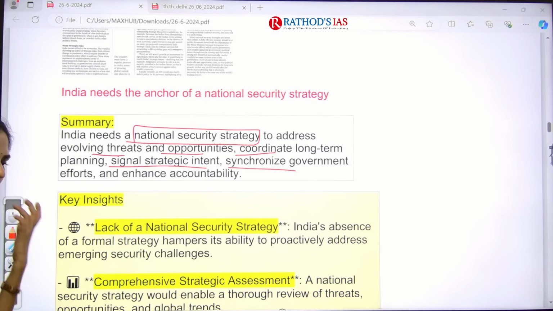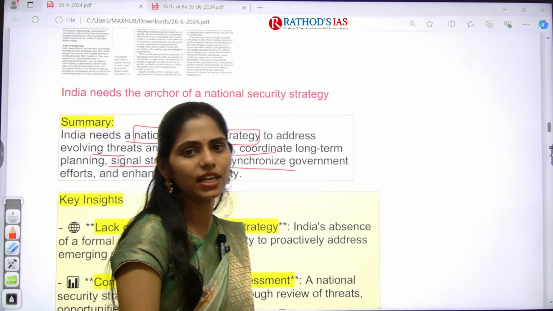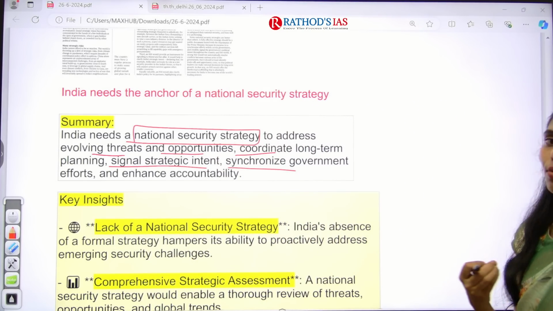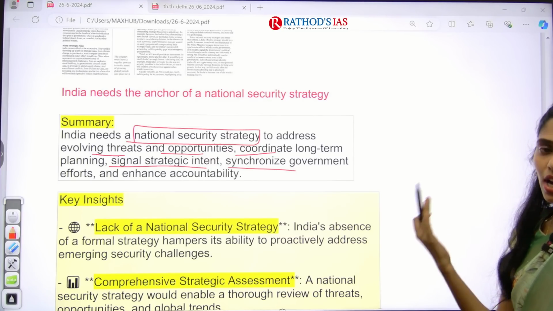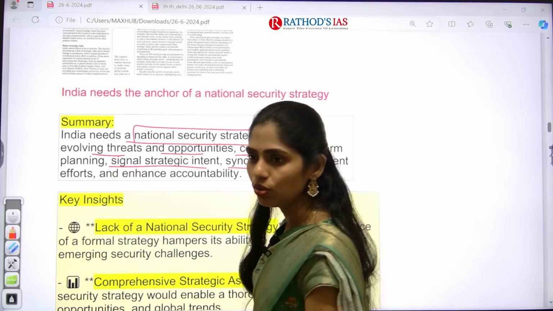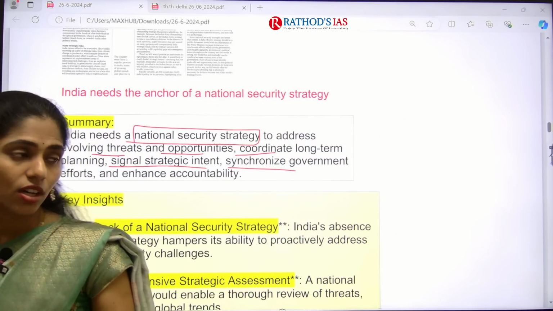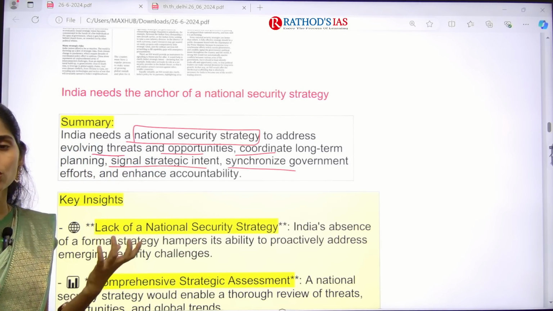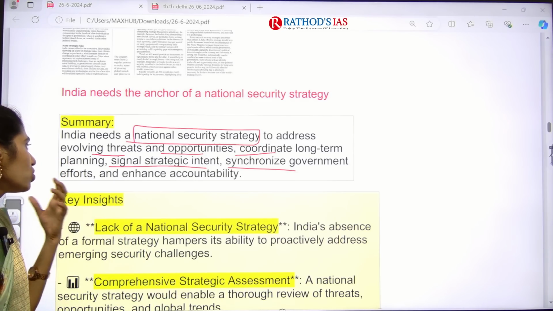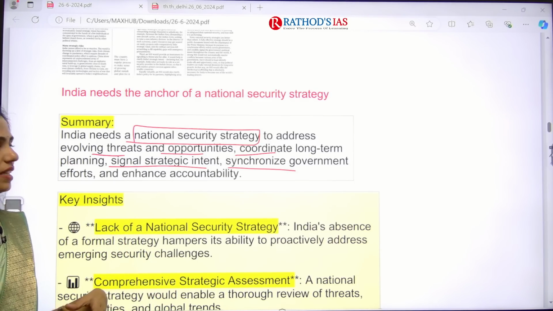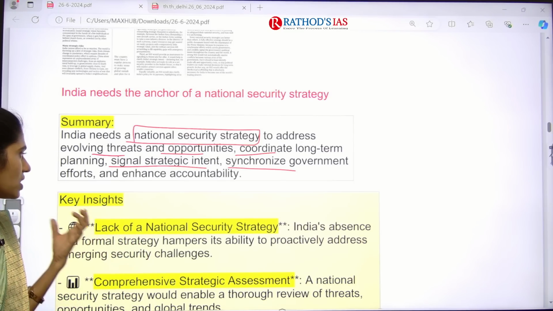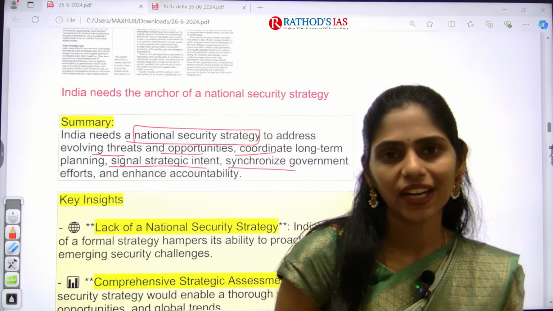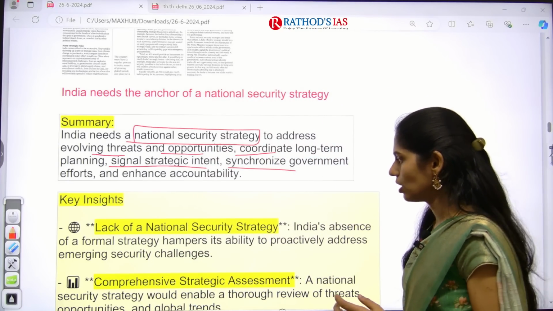So actually nowadays, because of development in science and technology, there is an increase in threats, right? So we are getting new types of threats. So we need to address those challenges. We need to be ready to address those challenges or to fight back. So for that, we have to know what are the opportunities we have. So we need to coordinate what should be the long-term planning, and we need to focus on the intent, why we need this, and we need to have the government efforts, and we need to enhance accountability and transparency. So all these are required in this national security strategy.